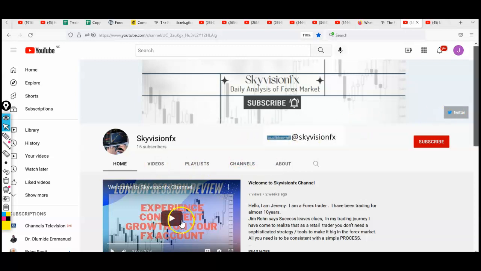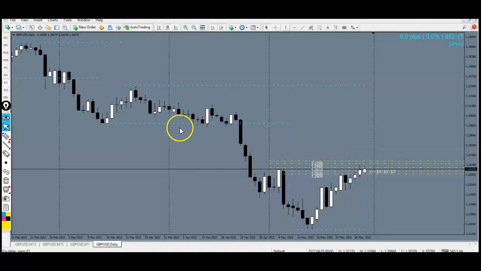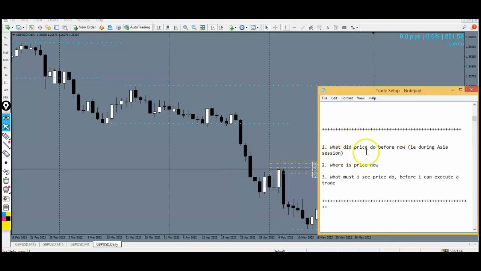Okay, let's go to the charts. Lovely. So this is the daily time frame of the pound USD. What we can see is that over the last few days, price has been moving up. Now let's ask our normal three questions that we always ask. What did price do before now? Where is price now? And what must I see price do before I can execute a trade?